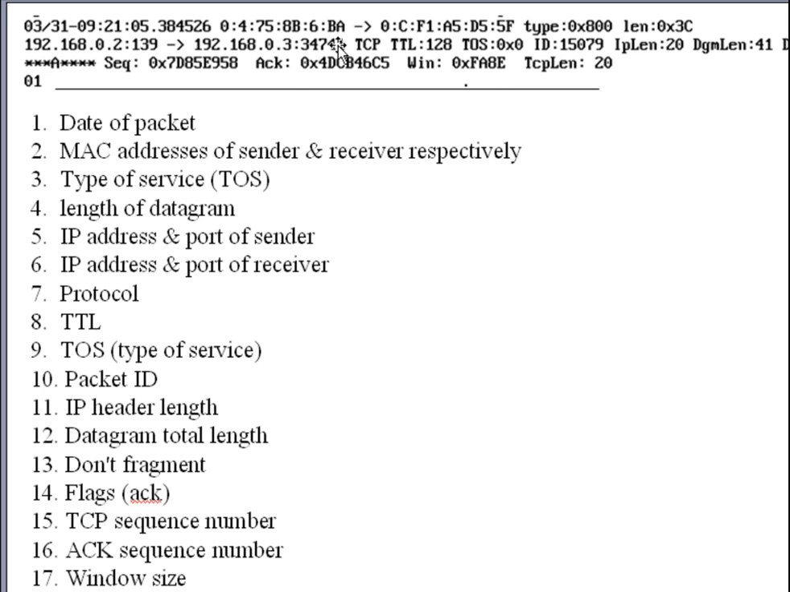Here's the source port. Here's the destination port. Notice this is 139, which is going to be over NetBIOS. The time to live of 128, the type of service, the packet ID number, which is unique, the IP length, the datagram length. The don't fragment bit has been set. And notice that this is an acknowledgement flag, so this is acknowledging receipt of something that's come across the wire. Everything has a sequence number and an acknowledgement number, which are going to be unique. And it shows you the window size and the TCP length.